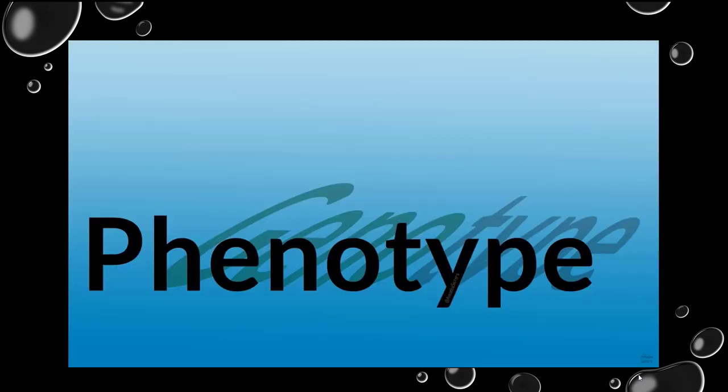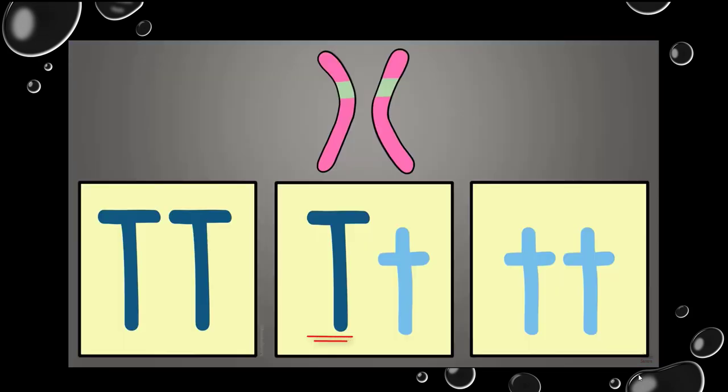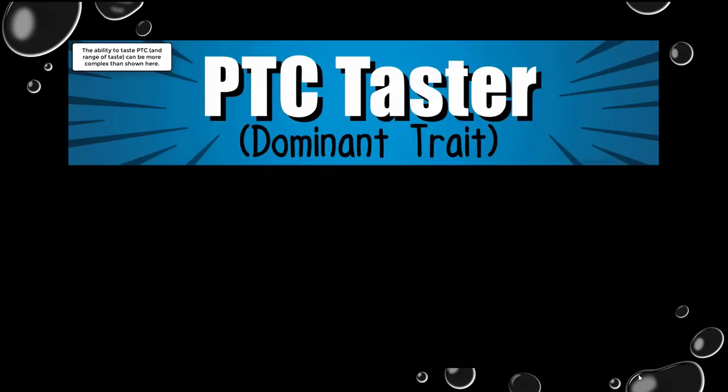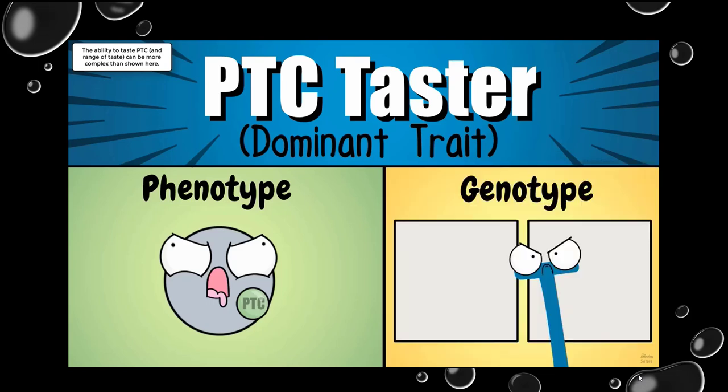These are called genotypes, your genetic makeup. Genotypes can help determine a phenotype, which is a physical characteristic. You'll notice when writing genotypes, I put the capital letters first, if it contains a capital letter. That's not because the order matters, it's a formatting formality that capitals are written first. It turns out that being able to taste PTC is a dominant trait. That means the phenotype, which is a PTC taster, is due to a genotype that includes at least one dominant allele.